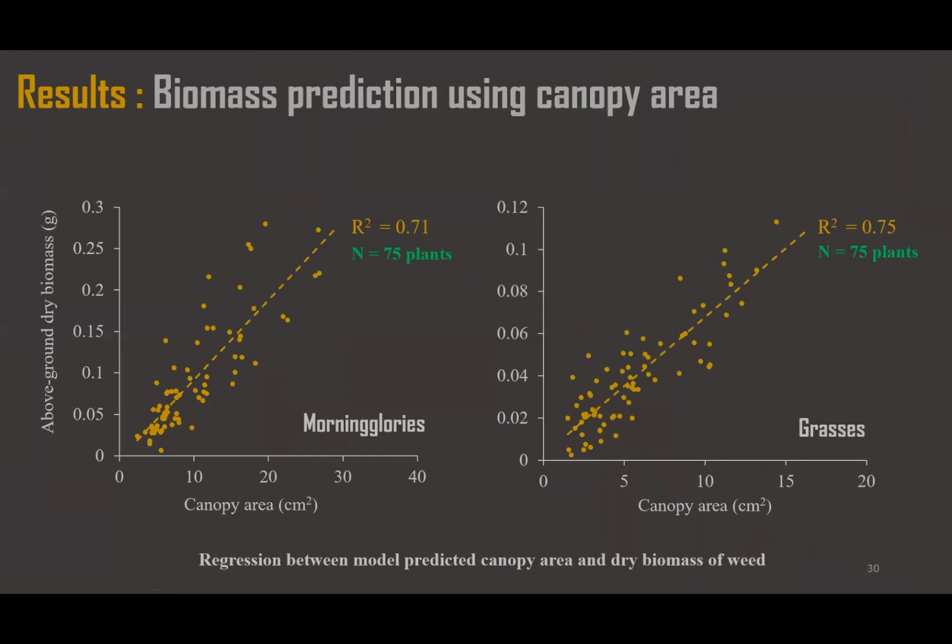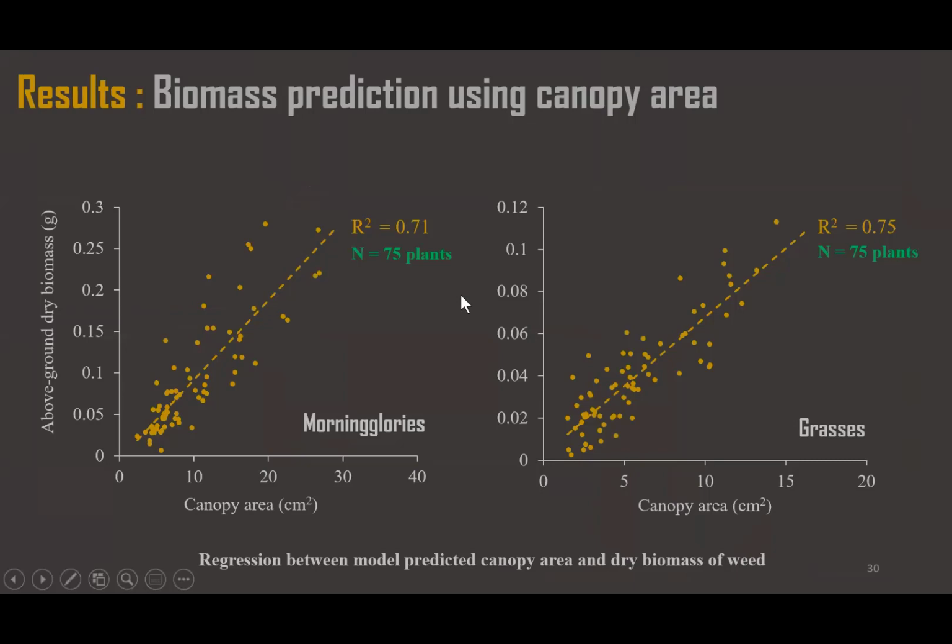Moving into the results regarding the biomass prediction using the canopy area. On the screen, you can see two different graphs for two different species, morning glory and grasses. On the x-axis, we have canopy area in centimeters squared, and on the y-axis, we have above ground dry biomass in grams.